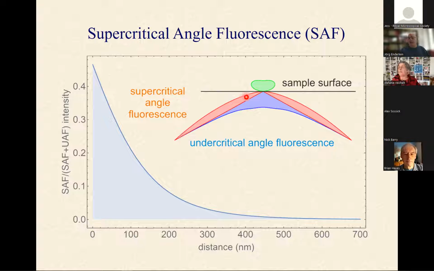By measuring the intensity of fluorescence which is emitted above this critical angle, here in this red region, and comparing it with the intensity of the fluorescence emission in the subcritical range, the blue part, you can then back calculate the distance of your emitter from the surface. This is called supercritical angle fluorescence emission, or microscopy, or submicroscopy. What you see here in the figure is simply the ratio of the supercritical fluorescence intensity versus the total fluorescence intensity. As you can see, when I move my molecule away in the order of a few hundred nanometers, this supercritical angle emission is completely decaying.